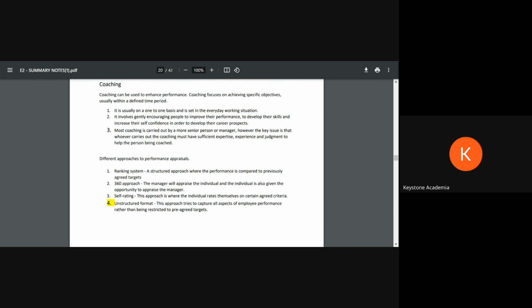Self-rating: the approach where the individual rates themselves on certain agreed criteria. Like I'm asking you guys to rate yourself on this chapter. That's self-rating, okay? Or on this subject. Unstructured format: this approach basically tries to capture all the aspects of the employee's performance rather than just one agreed target. This unstructured format, the name says it doesn't have any format. All aspects, not any format. Every aspect, every single aspect. Okay? Can you understand that? Yes. Okay, all right.